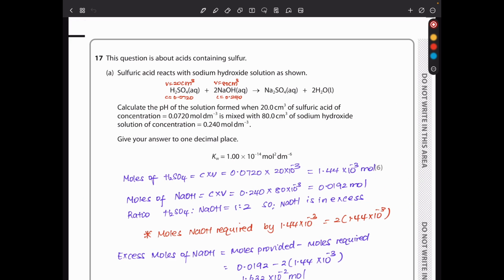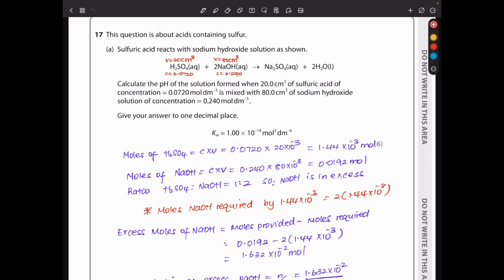Question 17, this question is about acids containing sulfur. Sulfuric acid reacts with sodium hydroxide solution as shown, which is this equation. Calculate the pH of the solution formed when 20 centimeters cubed of sulfuric acid of this concentration is mixed with 80 centimeters cubed of sodium hydroxide solution which has this concentration. They want you to give your answer to 1 decimal place.